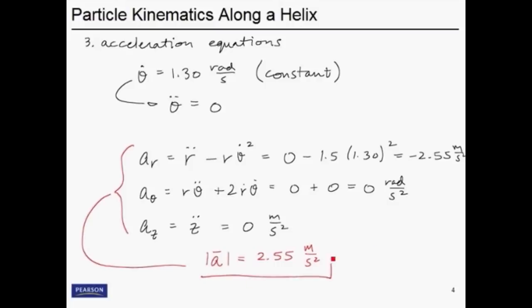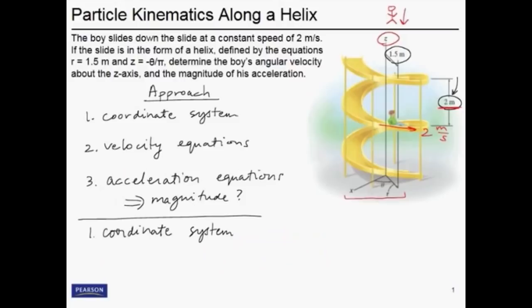And there is your answer for the magnitude of the acceleration. Let's go back to the beginning and look at what we did. So we had a boy traveling down a slide on this helical path, and our goal here was to figure out the angular velocity about the z-axis, that's theta dot, and the magnitude of the acceleration.